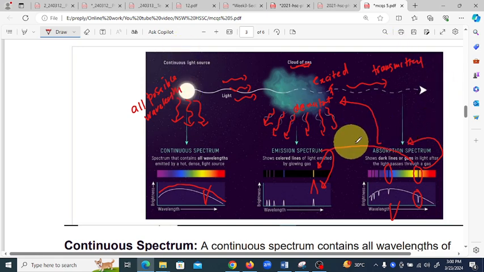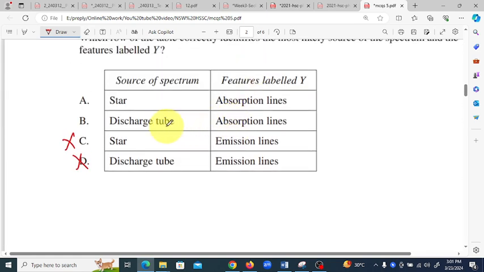So our correct option is the absorption spectrum, not the emission spectrum, because a discharge tube also shows certain wavelengths only, and the graph has peaks, not dips. The discharge tube shows emission peaks, so option B is also wrong. The star shows the absorption line because there is a dip. A dip always shows absorption. So the correct option is A. Here the answer will be the star and the absorption line. Okay, thank you.